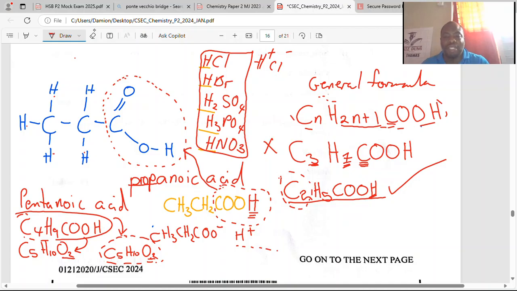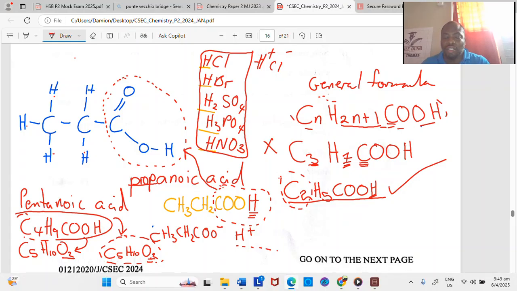Now I want to mention as well the naming of those salts. Usually I have magnesium reacting with hydrochloric acid. What's the name of the salt that I will get?